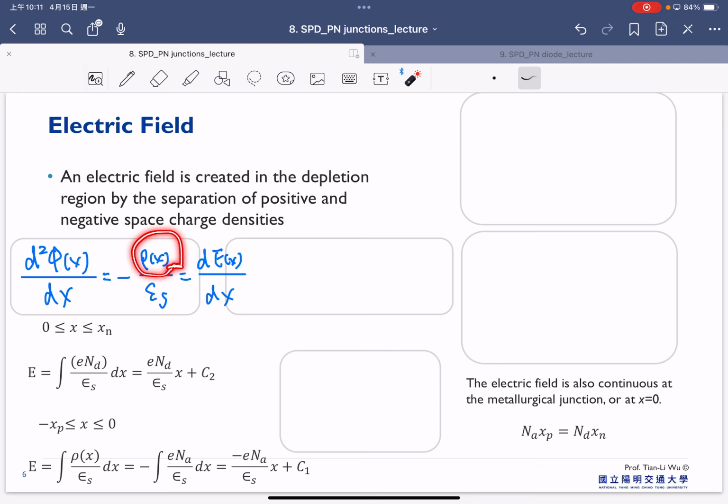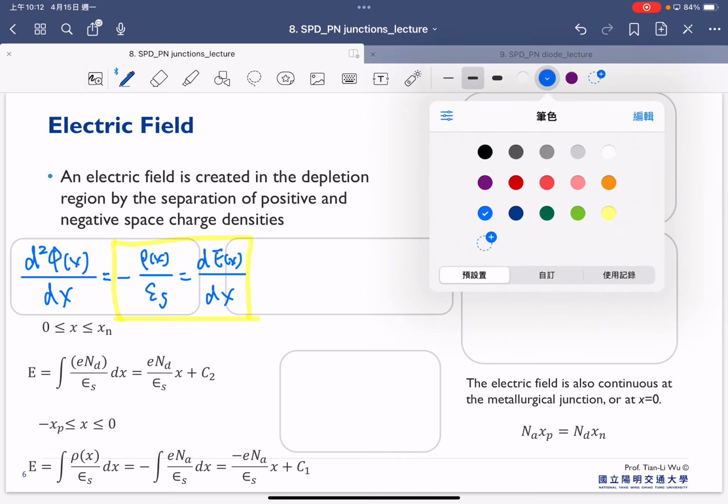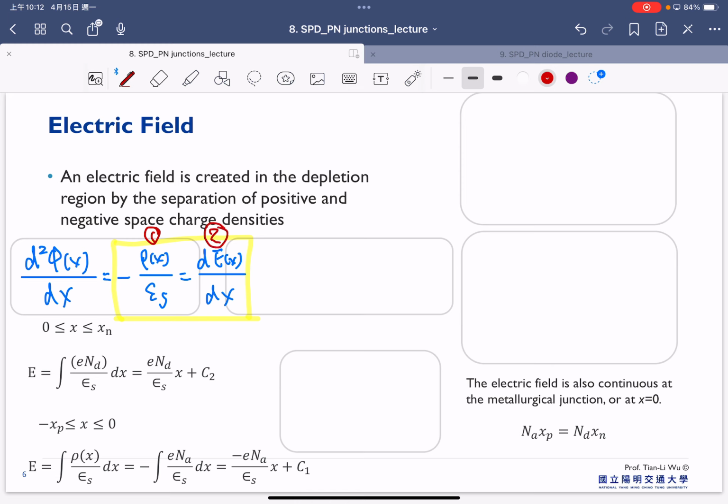Therefore, once we understand the charge distribution, we can calculate the electric field. And once we have the electric field, we can again derive the potential distribution. This is like a general rule in semiconductor analysis. We always try to understand the charge, then we calculate the electric field, and in the end, we calculate the potential distribution. So in this slide, we start from the charge distribution, use it to calculate the electric field distribution, and once we have that, we can derive the potential distribution.